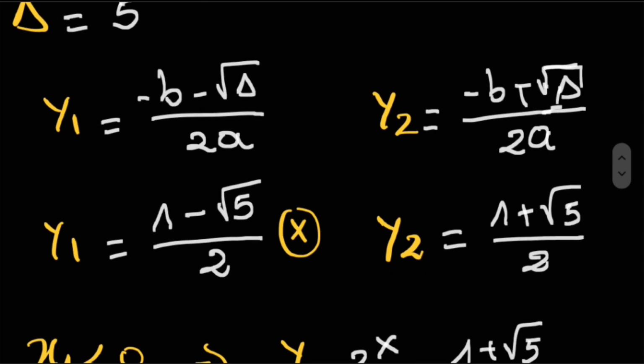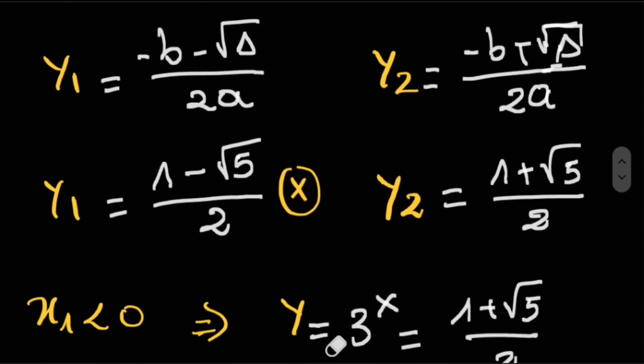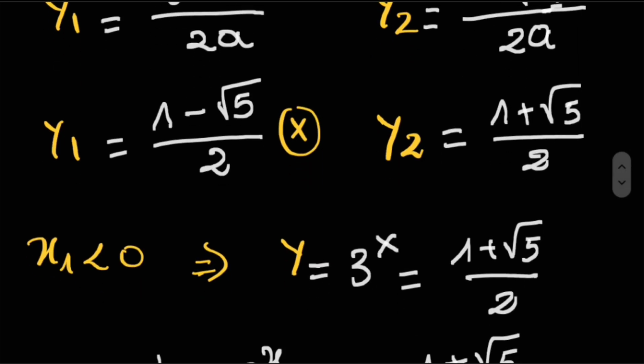Okay, remember here that y was equal to 3 to the power x, and since 3 is positive, 3 to the power x must be positive. Then this value of y1, 1 minus the square root of 5 over 2, is negative, so we cannot consider this value. So we're going to work only with this value of y. Okay, so y is equal to 3 to the power x, which is equal to 1 plus the square root of 5 divided by 2.